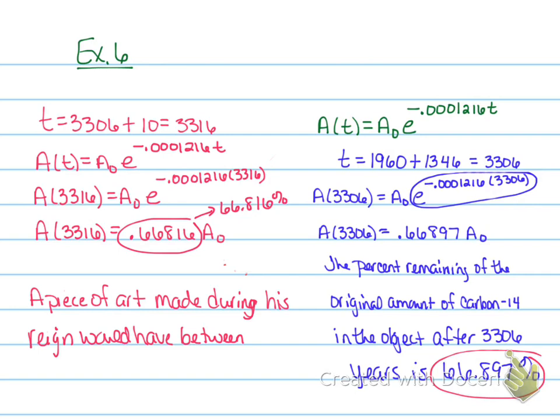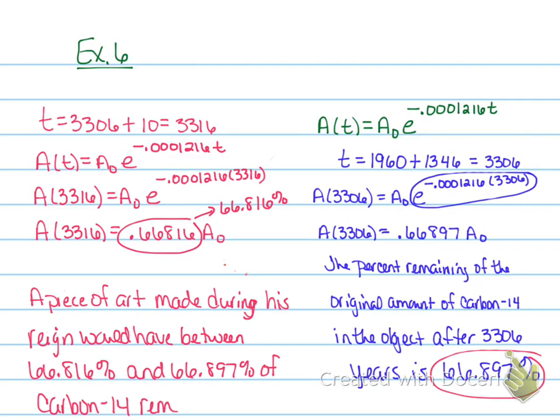So a piece of art made during his reign would have between 66.816% and 66.897% of carbon-14 remaining in 1960.